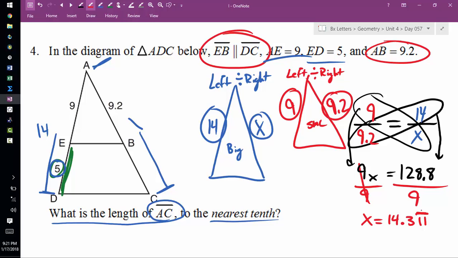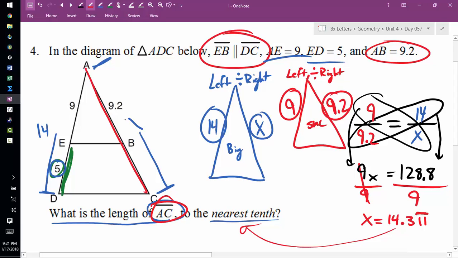And that's not my final answer because they want me to round to the nearest tenth. It is what they asked me to solve for, from A to C. That is what we called x originally, so that part's done. But I need to express my answer rounded to the nearest tenth. So I look at the tenths place, and I look to the right. If that was 5 or higher, I would round that 3 up to a 4. But because there's a 1 there, I'm going to round down. I'm just going to keep it as 14.3. And we could call that AC.